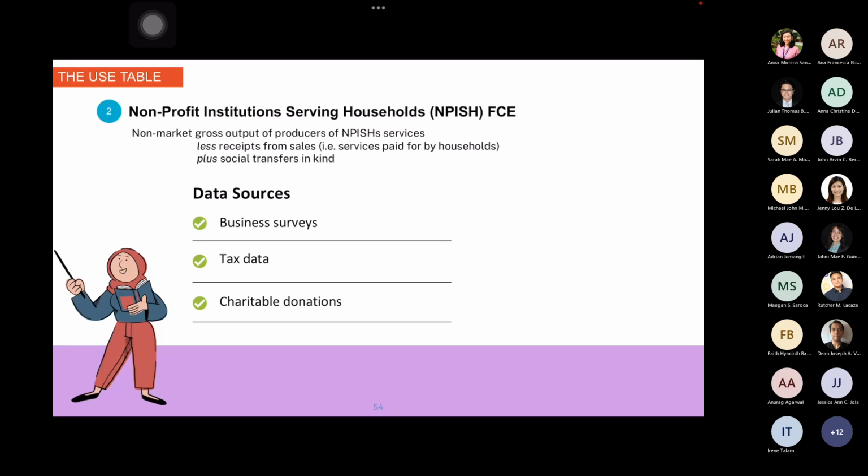And then next we have charitable donations. So it's possible that some households report charitable donations on their personal tax forms, and this can be used to estimate a share of NPISH final consumption expenditure. But for this one, it may only cover a small portion, and assumptions will need to be made about the share of charitable donations that represent final consumption expenditures.